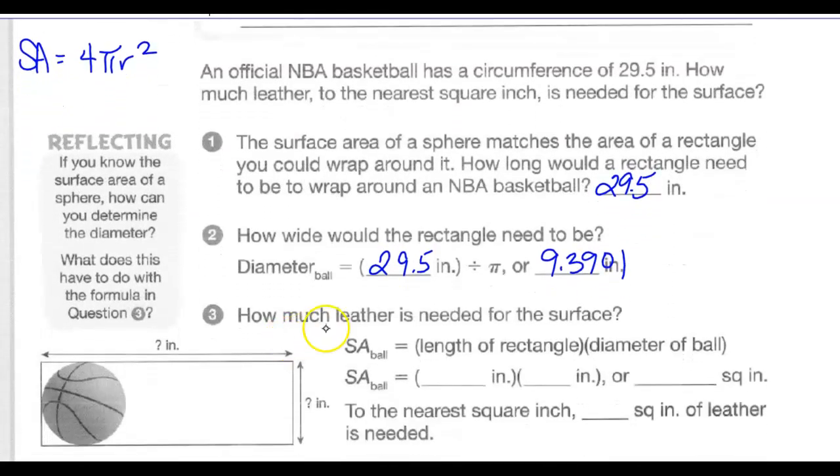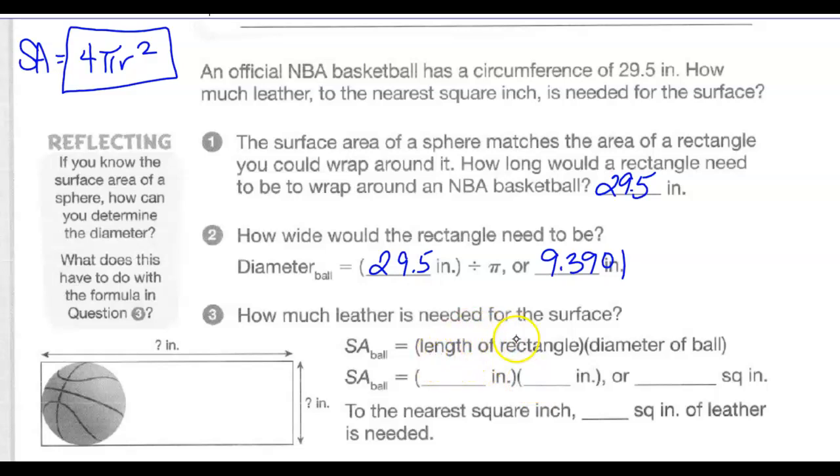Okay, so how much leather is needed for the surface? The surface area is the length of that rectangle times the diameter of the ball. This is that alternate method. This is the one that you've probably been using before, and that's what that video was showing. This is an alternative method.